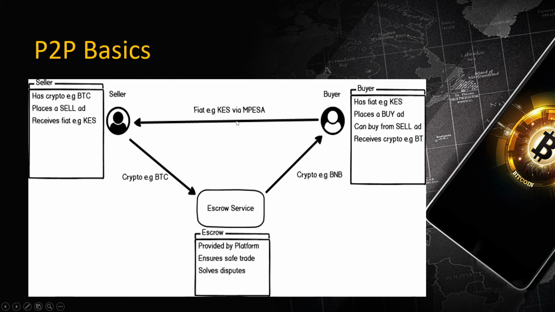To make sure that the buyer gets the crypto, the crypto that the buyer wants to buy is held by escrow. So escrow is a trusted third party. That is a party that the seller and the buyer trust. So escrow is provided by the platform. That is the website, the app you're going to use to execute this trade. And escrow ensures safe trades and they solve disputes in case there is an issue with the trade. So once the buyer has sent money, the seller will confirm, I have received the money and everything is okay. Then the seller will issue a command to the escrow service to release the crypto to the buyer. More on these as we do a practical demonstration. But as of now, keep this in mind.